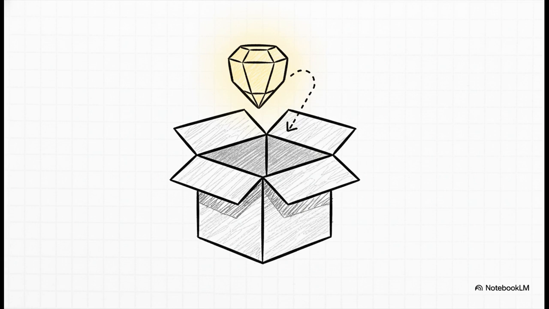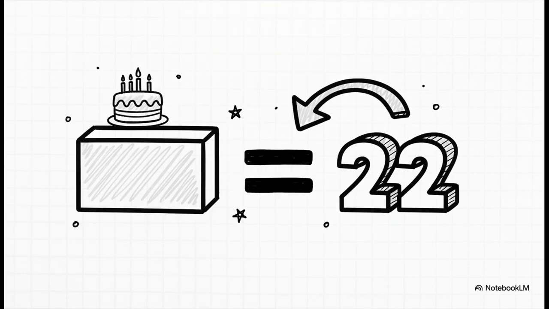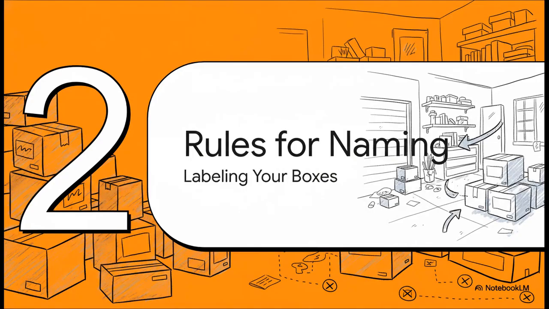So think of it like this. The name is the label on the outside of the box, and the value is the actual thing we've tucked away inside. And here's exactly what that looks like in code. Age. That's the name of our container, our label. That little equal sign, it just tells the computer, hey, store this inside. And the number 22 is the value we're putting in the box. That's it, a name and a value. Simple as that.